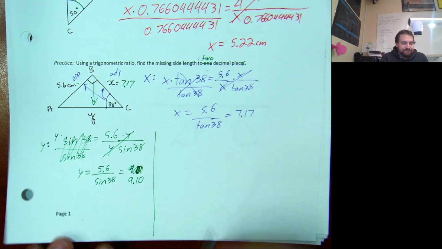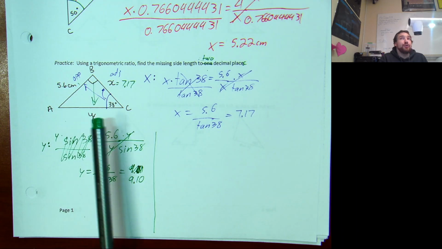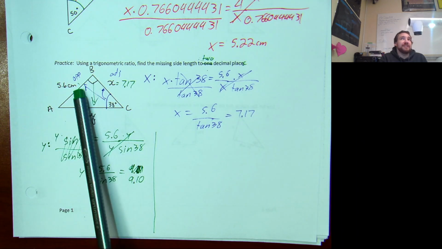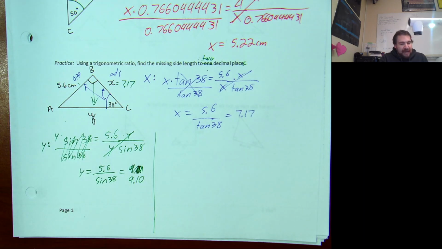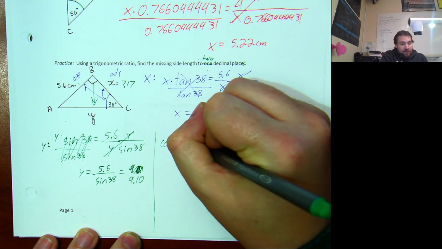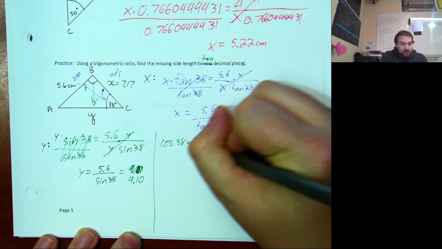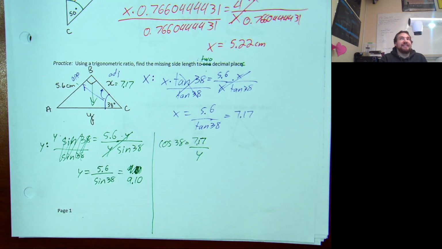Okay. So, we found side y using sine, because we have the opposite side and we're looking for the hypotenuse. Was there any other way I could have found side y in this triangle? Carolyn. You could also use the cosine because we know the adjacent and hypotenuse because x is the adjacent. I could have used cosine, right? Because cos of 38 would have equaled the adjacent side here, which is 7.17, divided by y. Cool. I could have done it that way.